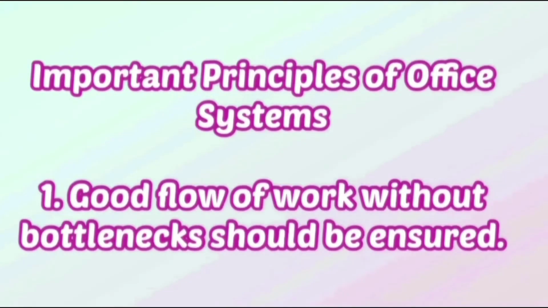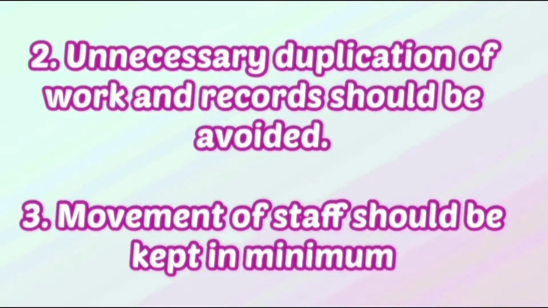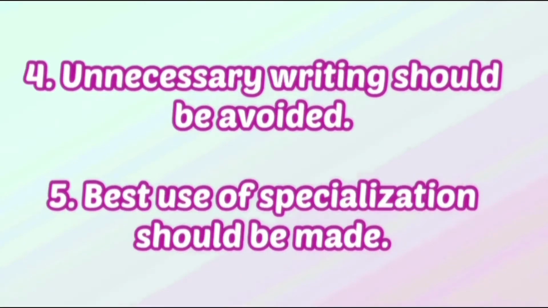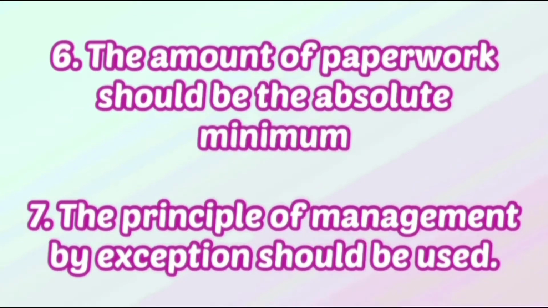Here are the important principles of office system. 1. Good flow of work without bottlenecks should be ensured. 2. Unnecessary duplication of work and records should be avoided. 3. Movement of staff should be kept to a minimum. 4. Unnecessary writing should be avoided. 5. Best use of specialization should be made. 6. The amount of paperwork should be the absolute minimum.